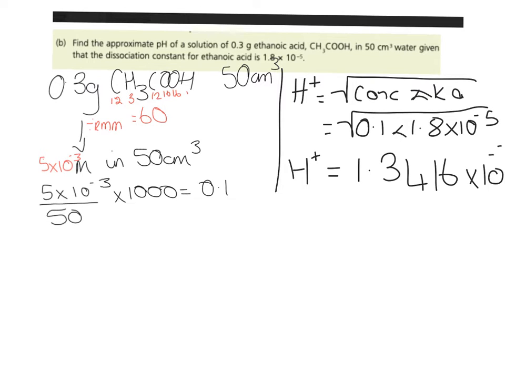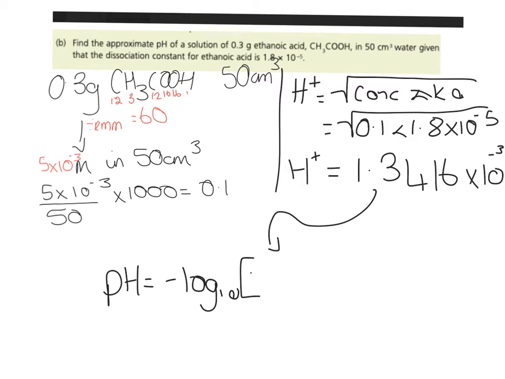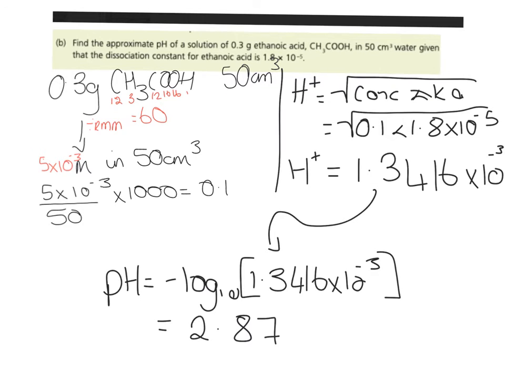Now, I would always include a few extra decimal points in the H plus ion concentration and not round until I pop it into the pH formula. Final step. pH is equal to minus log base 10 of this H plus ion concentration. So I'm going to put that into this formula down here, 1.3416 by 10 to the minus 3. And doing that, I get an answer, guys, of 2.87.